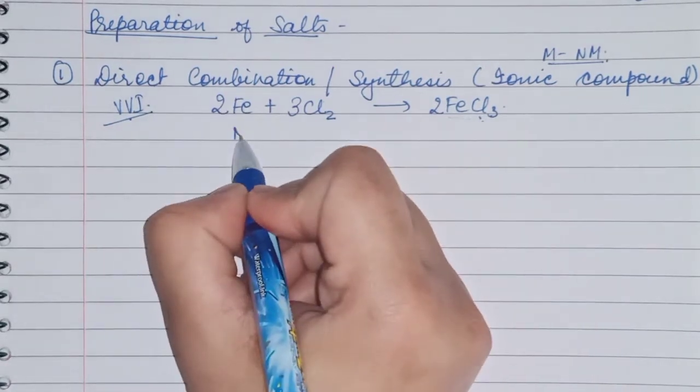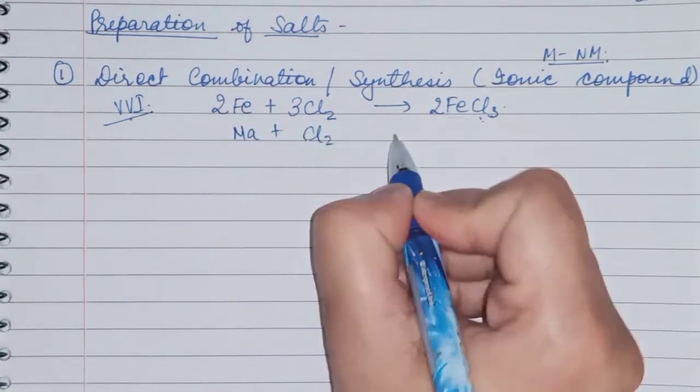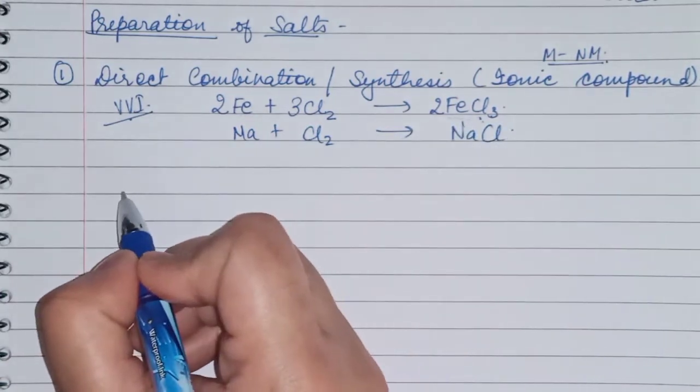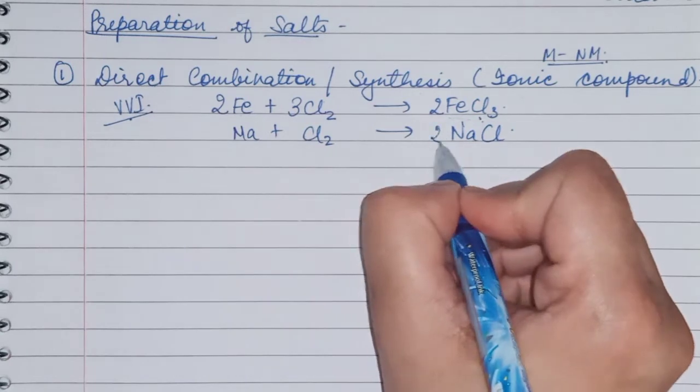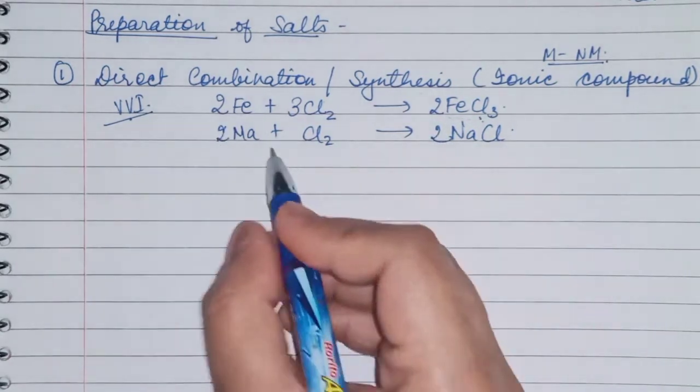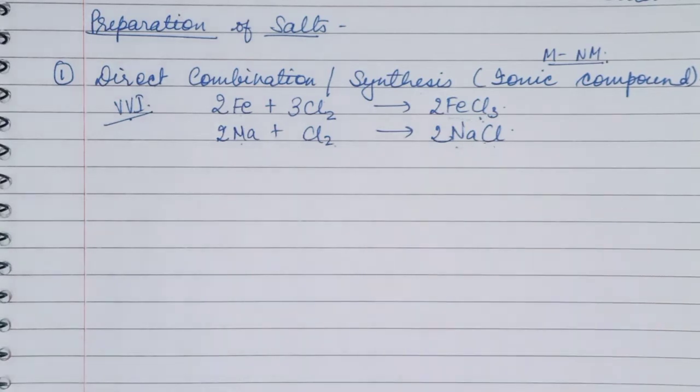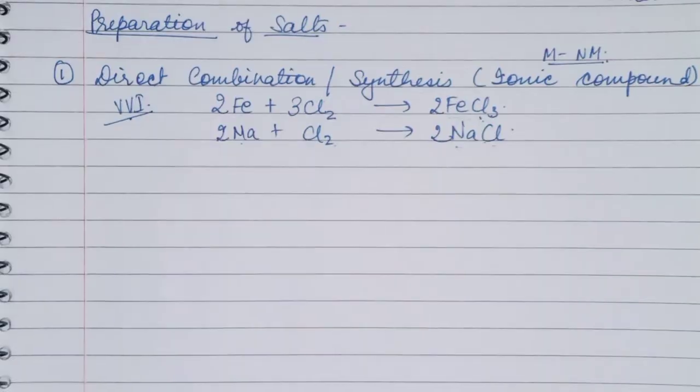One more example is sodium and chlorine. So it will give NaCl. Again, what you have to do? You have to do balancing. Clear? So metal and non-metal will give an ionic compound, that is a salt. Okay, first preparation is direct combination.